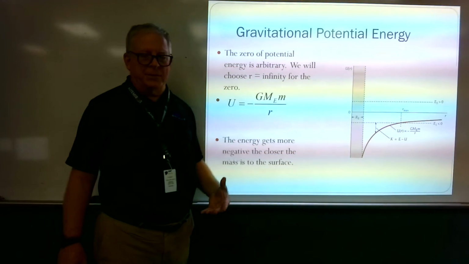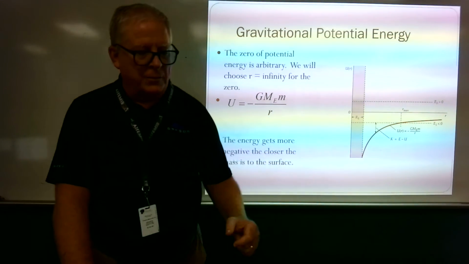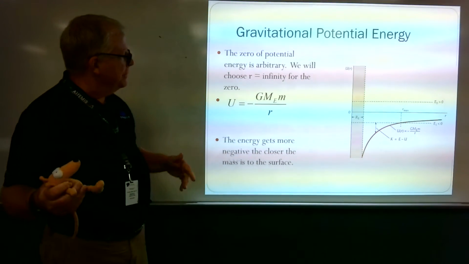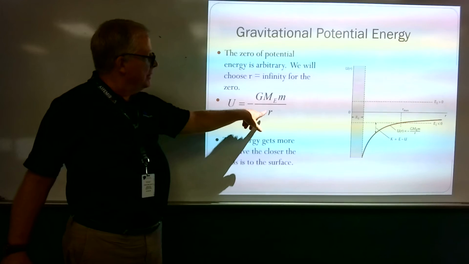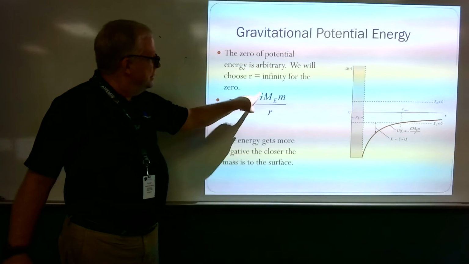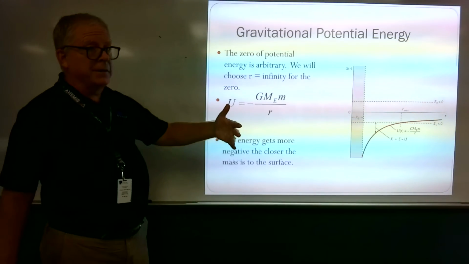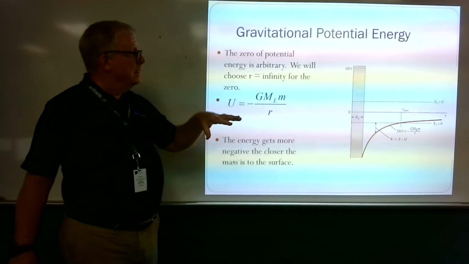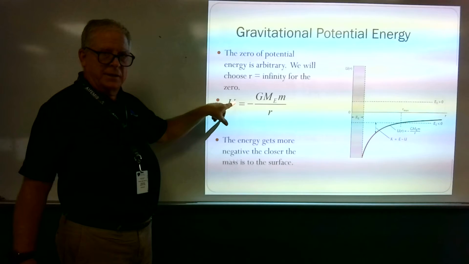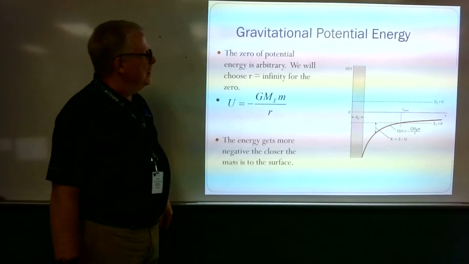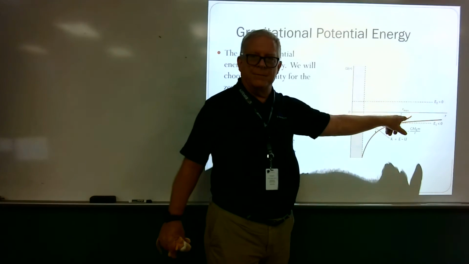Now, what happens to the energy as the object approaches the Earth? Well, remember the potential energy should get smaller. But is that the case here? As r gets smaller, this quantity would get bigger, but it's negative. So it still satisfies our idea that potential energy has to get smaller as the distance gets smaller. It just gets more negative.